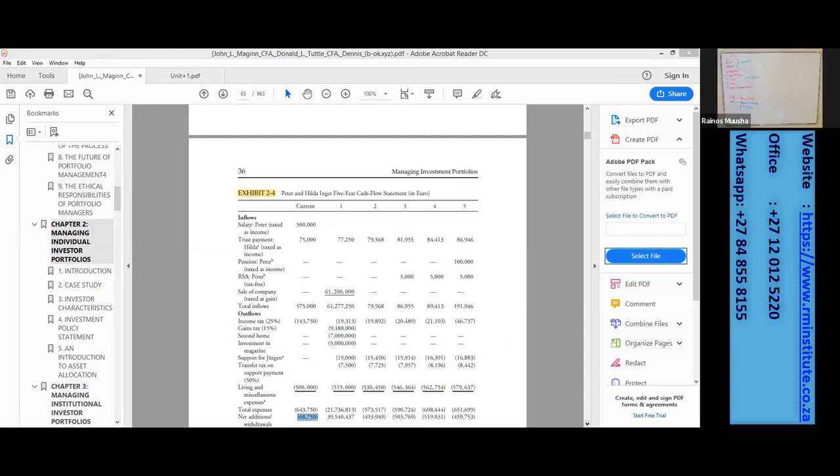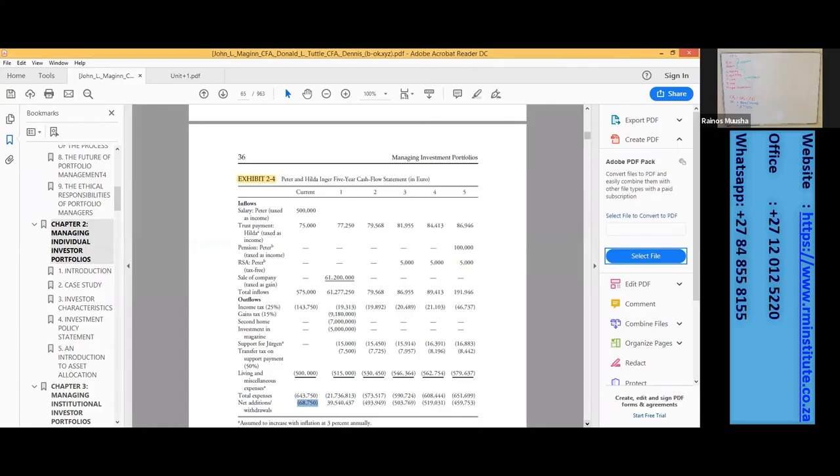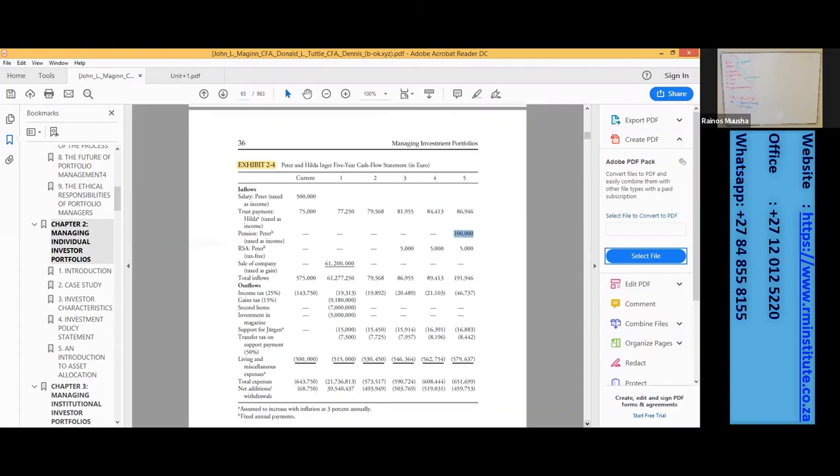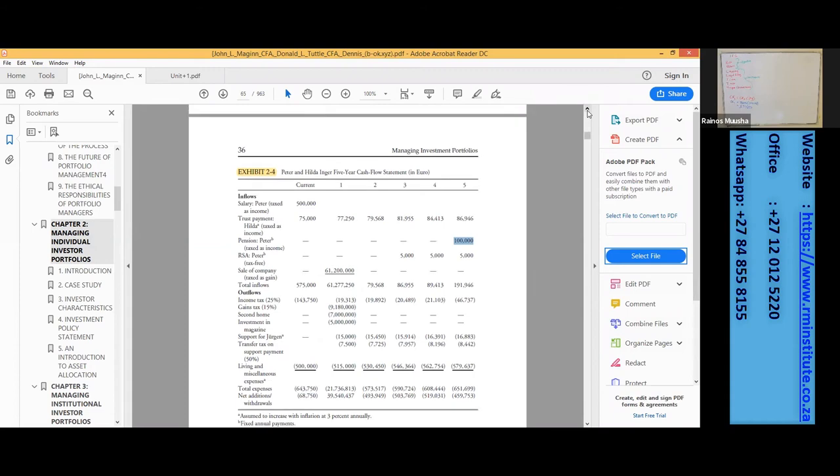Then we are also told that Peter is planning to give himself a pension amount of 100,000 annually from year 5 onwards. So that's why you see the annual amount of 100,000 there. Remember we said that Peter is going to be earning that amount of 100,000, a fixed annual payment from year 5 onwards as well. So the 100,000 is basically the pension income Peter is giving himself from year 5 onwards.